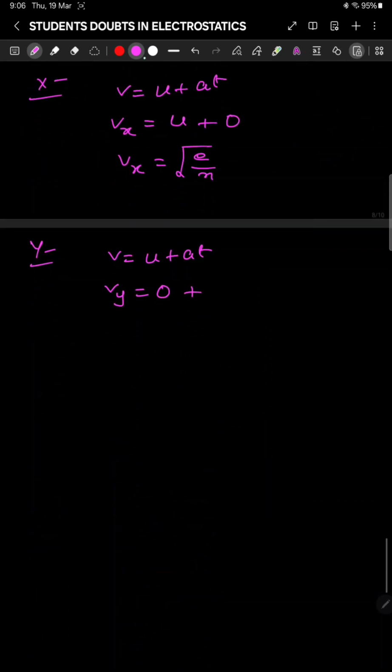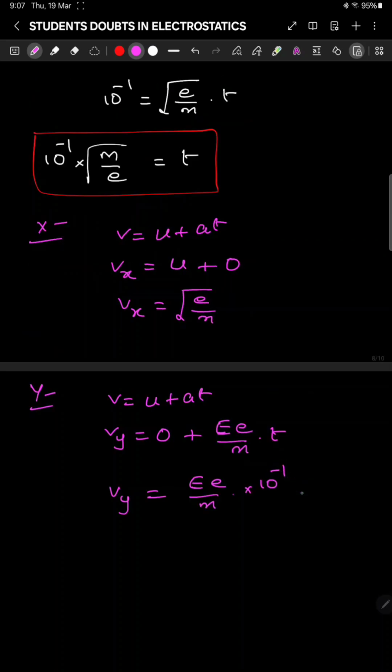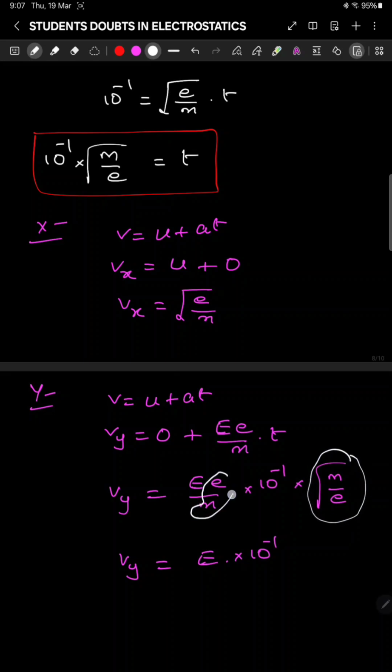Now substitute that. The acceleration value was eE by m into time t. We know the t value, 10 power minus 1 into square root of m by e. So now I will get the Vy value as E into 10 power minus 1, and this root m by e becomes root of e by m.